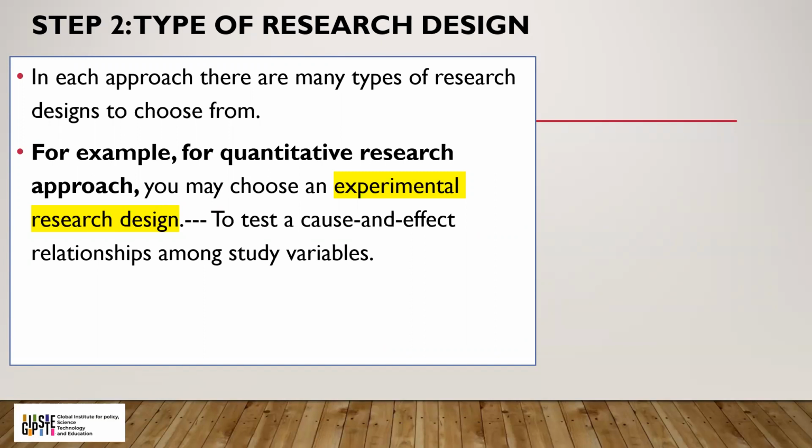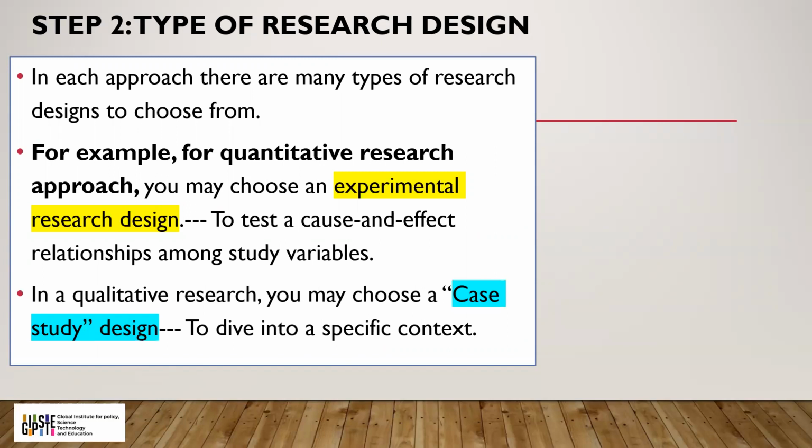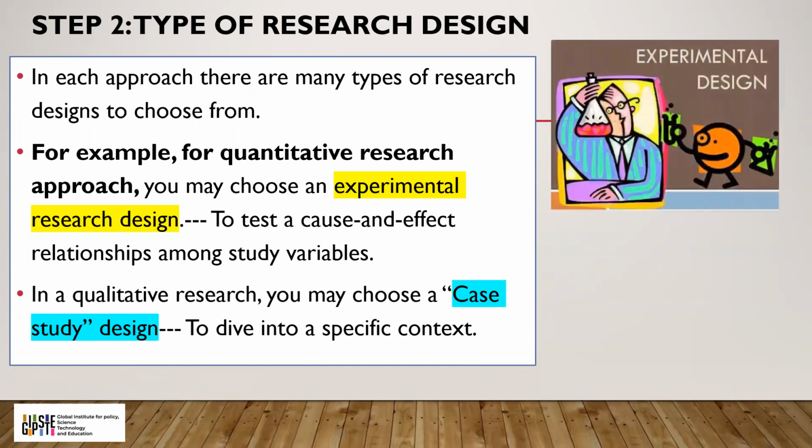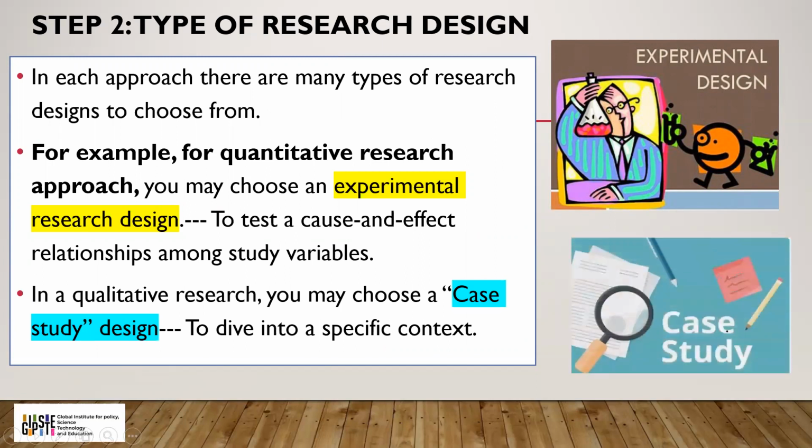Or maybe if you want to just describe a trend and characteristics of a given population, then you may go by descriptive, okay? But for the case of qualitative, you can also go by case study design to dive into a specific context. All right, so especially if you want to go by quantitative, you can go by experimental design if you want to look into cause and effect relationship. All right, or if you want to dive into a specific context, then it's a good idea to go by case study.